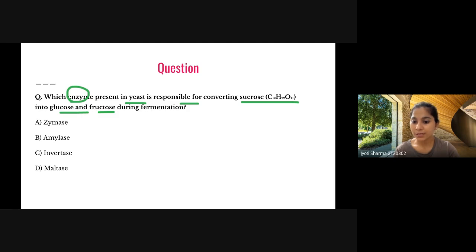Let me see. I got C answer and C answer. Yes, so this is the invertase enzyme that is present in the yeast, and that will give you the fermentation. And that fermentation will convert sucrose, a sugar, into glucose and fructose.